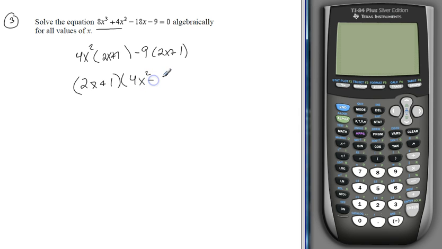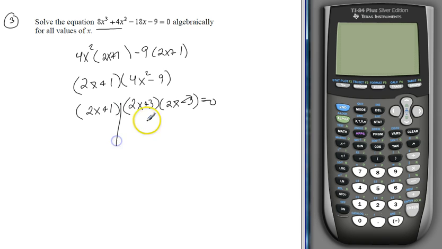Very similar to the last problem. You have to break this down again: 2x plus 3, 2x minus 3. And don't forget the 2x plus 1 to start with. So 2x plus 1, and this is factored by grouping. But now don't forget, it's equal to 0.